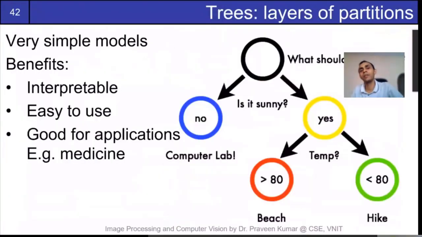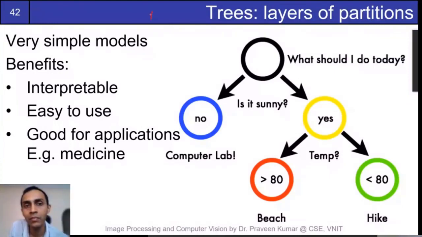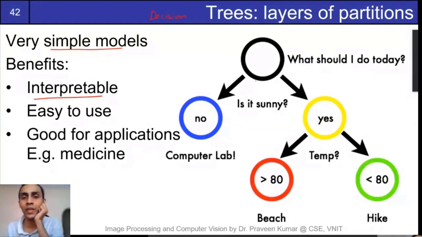One of the methods which is used in machine learning is called decision trees. Which is a very popular model in machine learning, because first of all, it is a very simple model and it is very interpretable. It is very easy to explain. The model is very easy to interpret even by a non-machine learning expert.